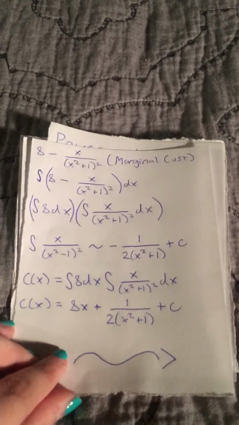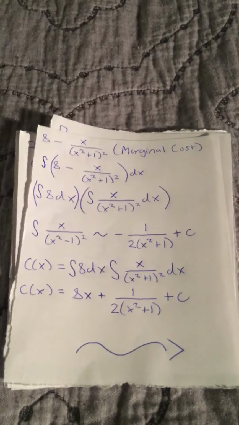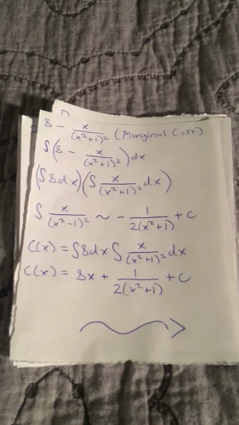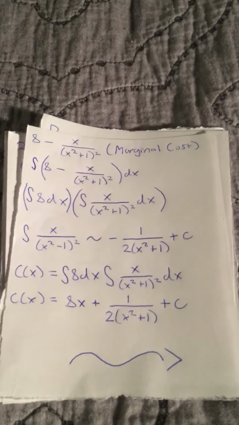Okay, so for question 1, I decided to do it in 3 steps just to make it a little bit easier. So step 1, we have our marginal cost equation right here, which is 8 minus x over (x squared plus 1) squared. To start off, we're going to take the integral of this equation.